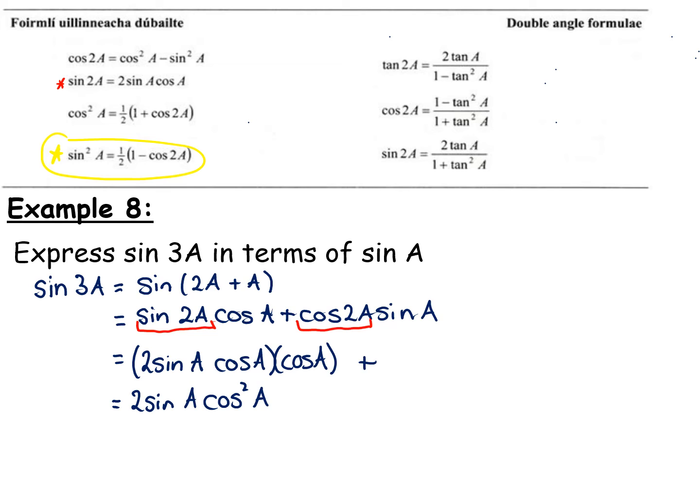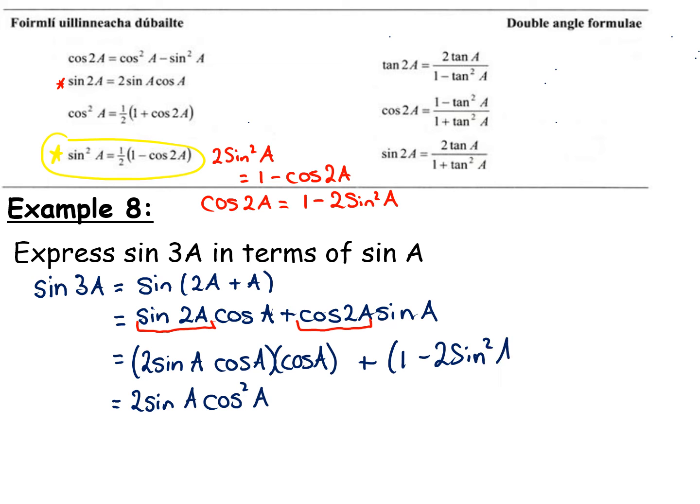So we're going to focus on this little formula here. Now I can rearrange this to give 2 sine squared a is equal to 1 minus cos of 2a, and rearrange it again. Cos of 2a is 1 minus 2 sine squared a. So that's the substitution we're going to use: 1 minus 2 sine squared a, sine of a.